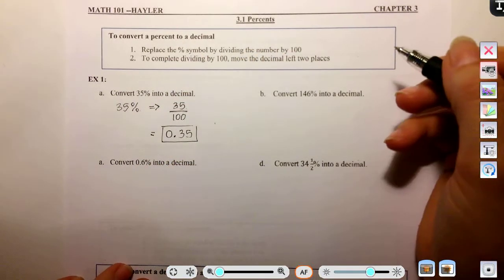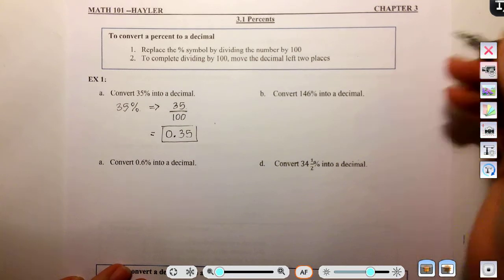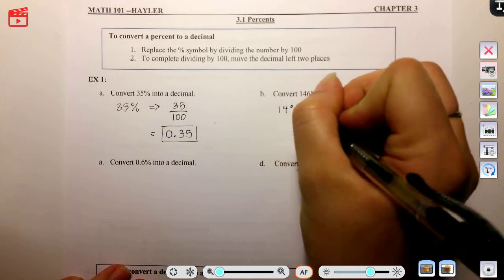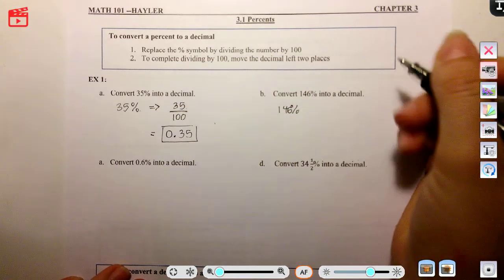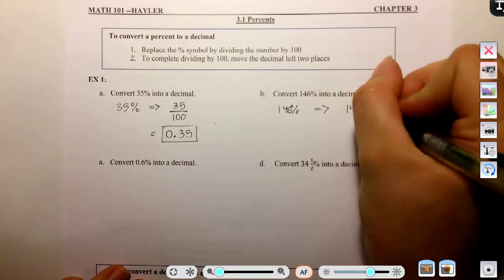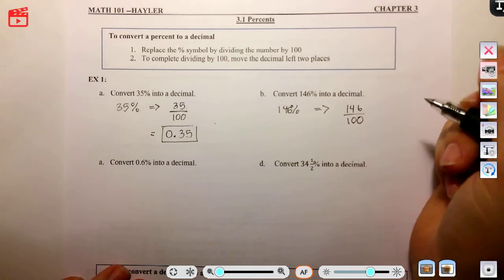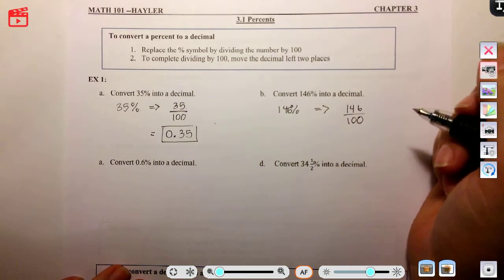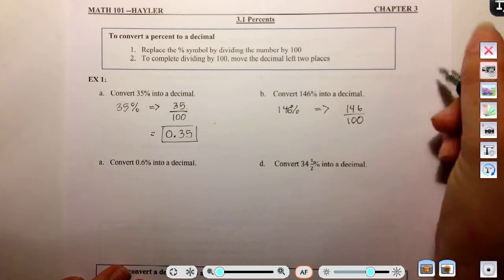All right, so for B, convert 146% into a decimal. Well, very similar to the other one. Oops, I forgot the 6. All right, so we're going to get rid of that percent symbol by dividing by 100. 146 out of 100. And then we'll end up moving the decimal 2 places to the left.